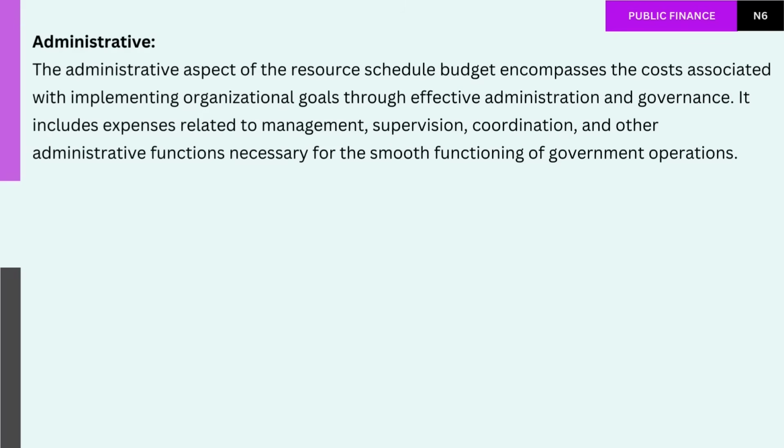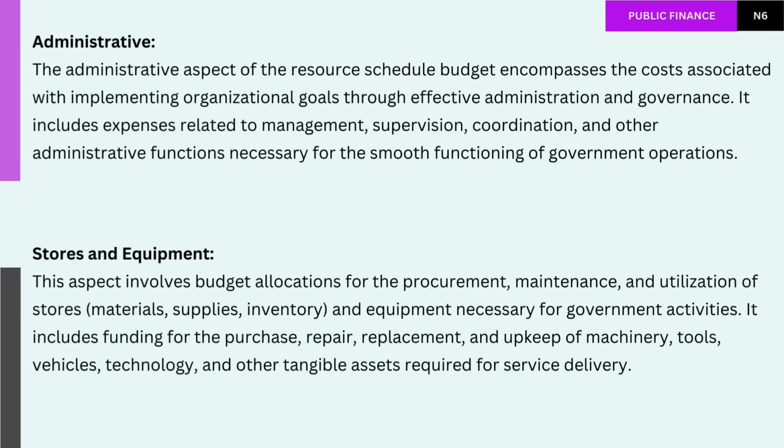2. Administrative. The administrative aspect of the Resource Schedule Budget encompasses the costs associated with implementing organizational goals through effective administration and governance. It includes expenses related to management, supervision, coordination, and other administrative functions necessary for the smooth functioning of government operations. 3. Stores and equipment.